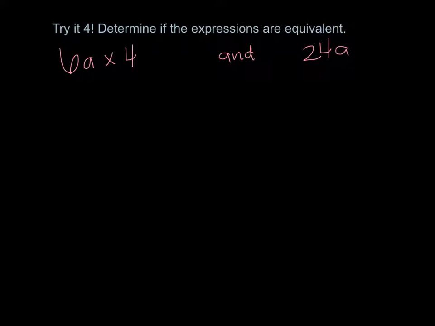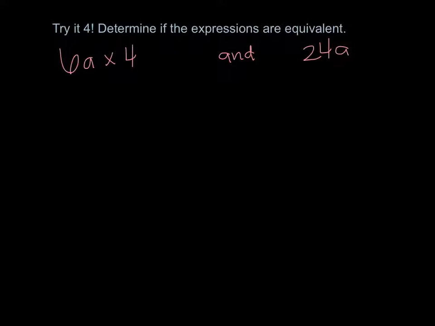On your own here, you have 6a times 4 and 24a. This is the last problem for this chapter. So again, I told you that this entire lesson was pretty fast, but this is it for the chapter. So try this one on your own and then we're done.